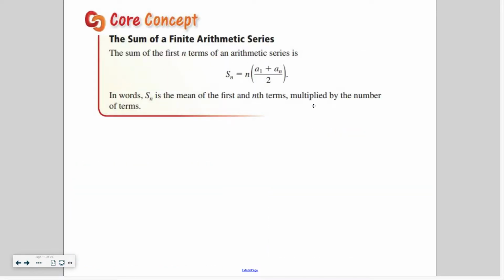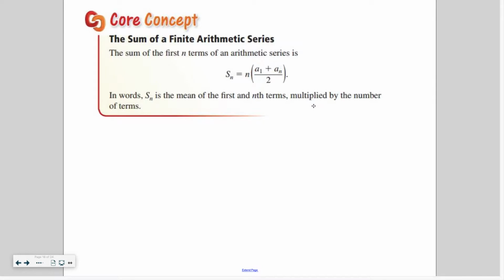So, what we're going to do is figure out how we can find the sum of a finite series. If it's an infinite arithmetic series, it's just going to continue on forever. So this is a finite one, where maybe we would just want the first 20 terms, or the first 100 terms, or something to that effect. And we want to know what the sum of that is.